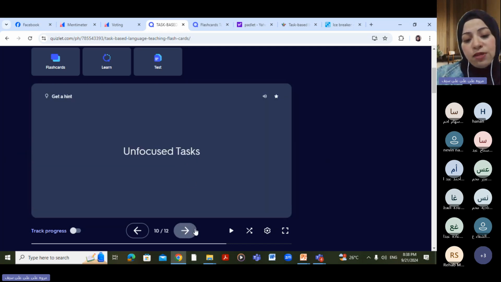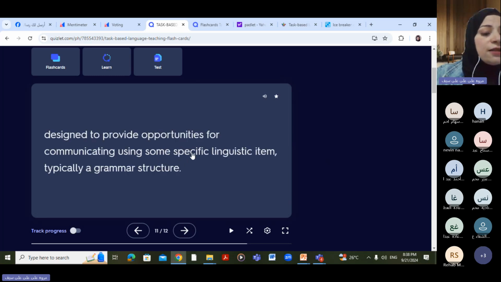There is an opposite kind of task for it, like focused tasks. Focused tasks. What is it? It's the opposite of the other one. So these tasks are designed to provide opportunities for communicating using some specific linguistic item.